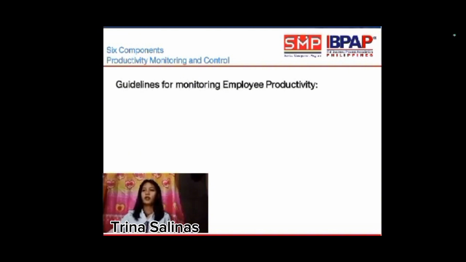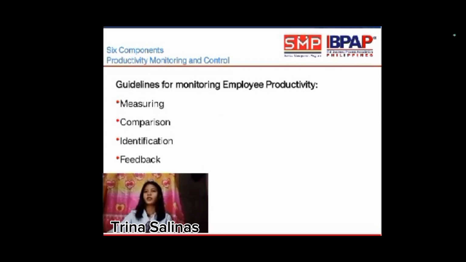The guidelines of monitoring employee productivity. Number one is measuring, comparison, identification, and feedback. Measuring.